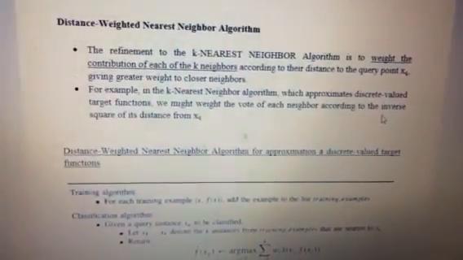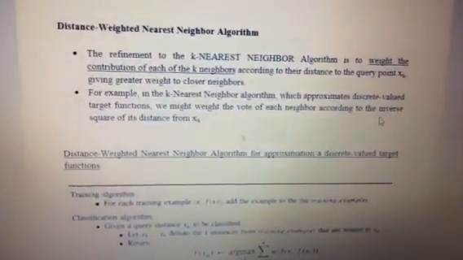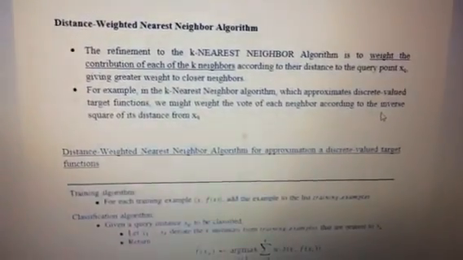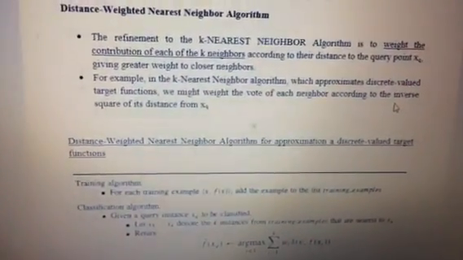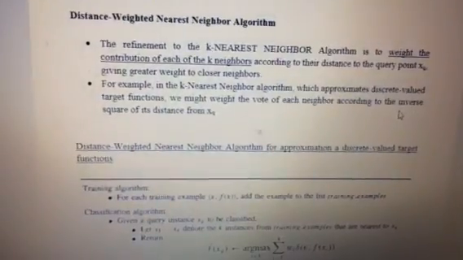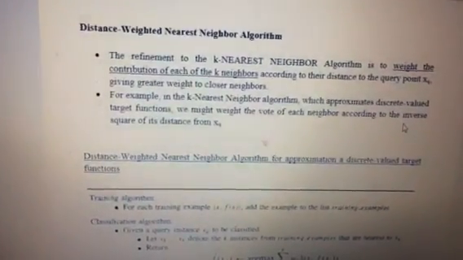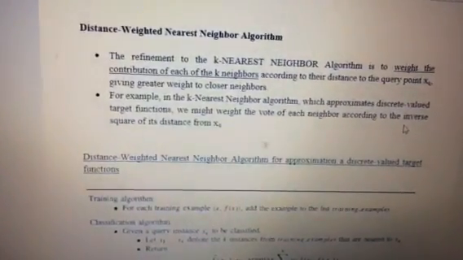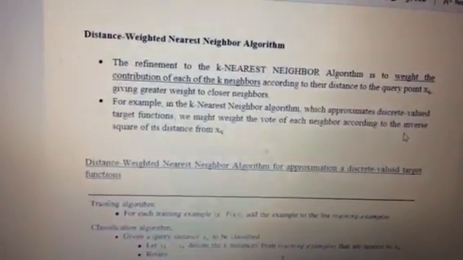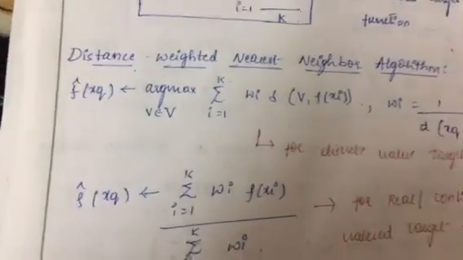We know that we are going to consider the nearest neighbors in order to perform the classification. So how do we calculate the weight? The weight is given by a formula: the inverse square of its distance from the query point. So this is the formula.